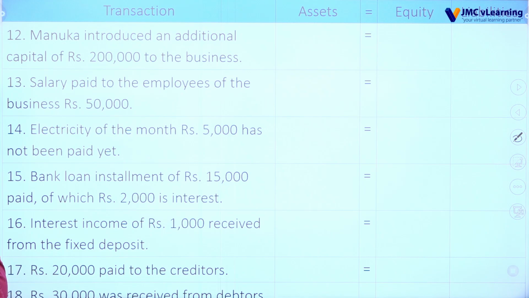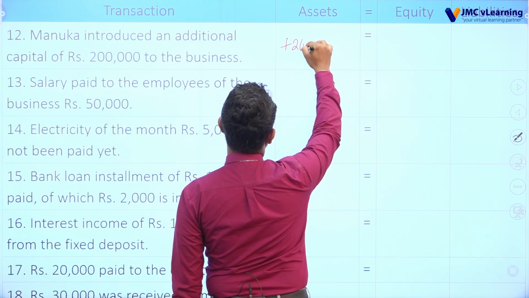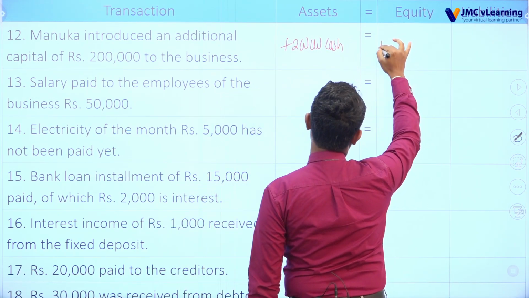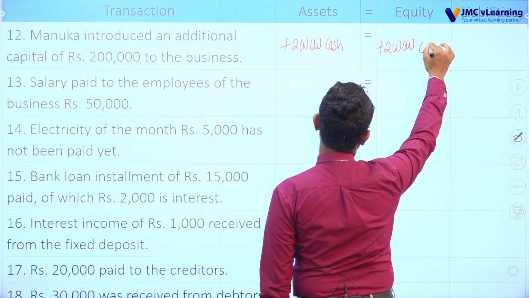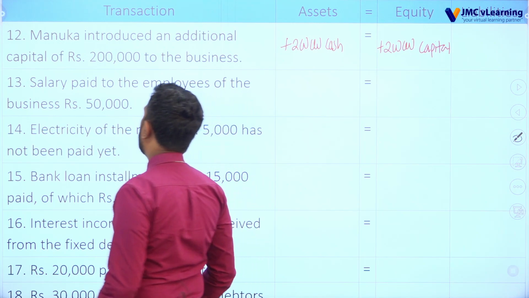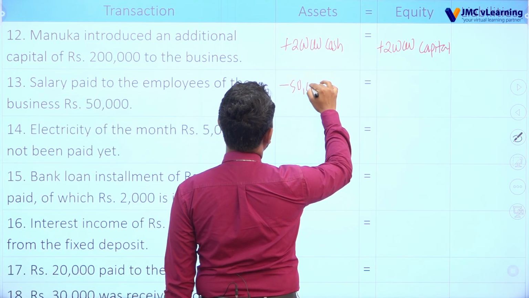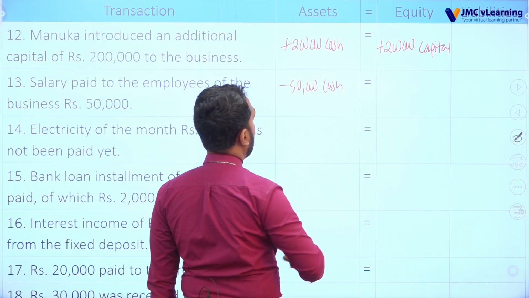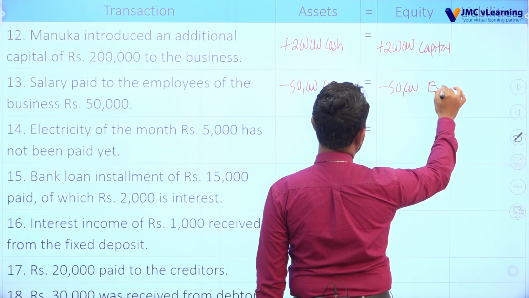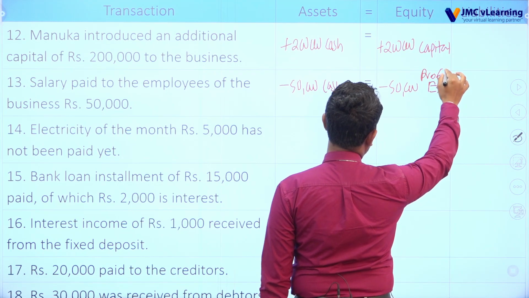Manuka introduced an additional capital of 200,000 to the business. When you are introducing money, your cash balance will increase. And because of that cash, the commitment will increase by 200,000, the capital. Salary paid to the employees of the business, 50,000. When you are paying the salaries, cash comes down. And salary is an expense which will reduce the profit. The profit will be reduced due to expense.